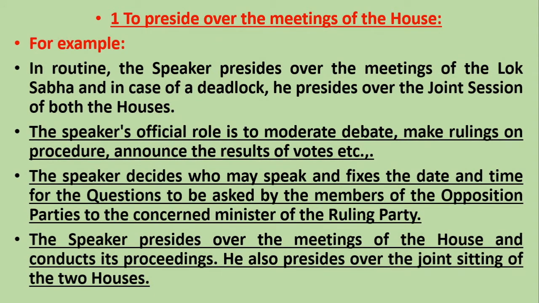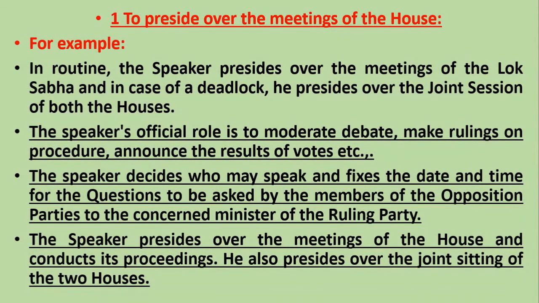The first power is to preside over the meetings of the House. Now I will start with an example. In routine, the speaker presides over the meetings of the Lok Sabha, and in case of deadlock, he presides over the joint session of both the houses. Students, here I have talked about two powers. One is to preside over the meetings of Lok Sabha, and second is to preside over the joint session. Yes, in case of deadlock, it means he will preside either over Lok Sabha or the joint session.